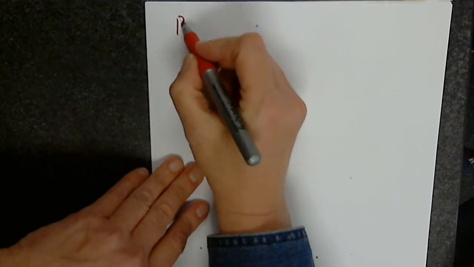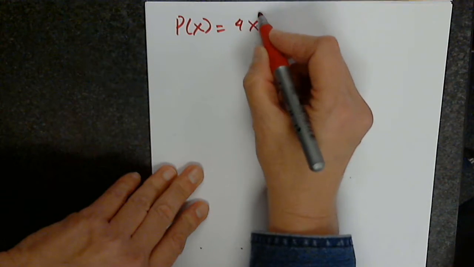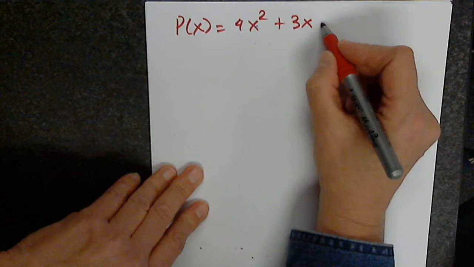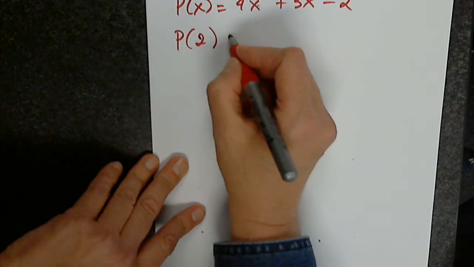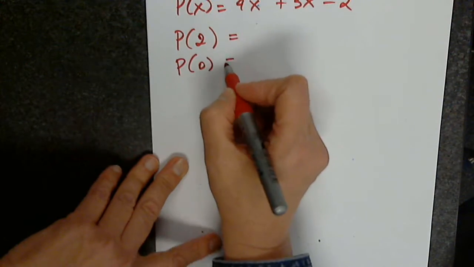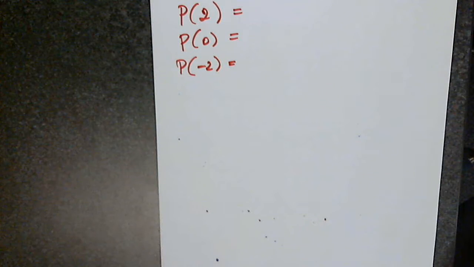Okay, so P of x is 4x squared plus 3x minus 2. We're asked to evaluate at 2. We're asked to evaluate at 0. And we're asked to evaluate at negative 2. Please work on this for 1 minute.